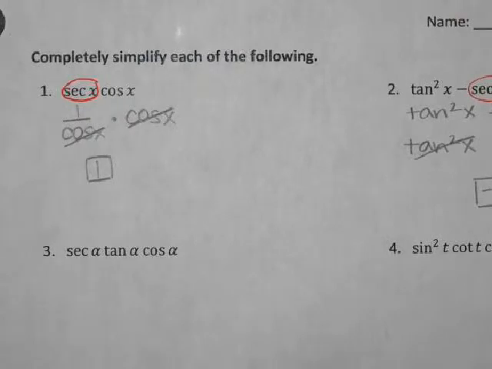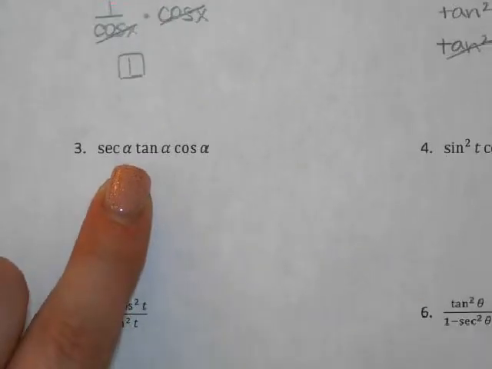What's one of the other strategies that was listed on your sheet? Nope, not the identities, but on your notes last night I gave you some strategies. So don't look at your identity sheet. We're not looking at our resource page. We're looking at the notes that you wrote down. I gave you some strategies. So I said get a common denominator. What's another strategy? Get everything in terms of sine and cos. So we're going to try that for number 3.